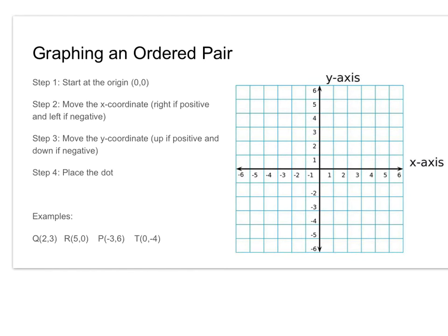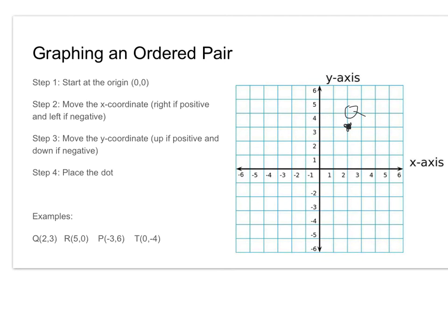If we look at our example, we want to plot or graph Q. It says (2, 3). We always start at our origin. We're going to go over 2 and up 3. Start at our origin, over 2 because it is positive, and up 3 because it's positive, and then place your point. Sorry, I'm not good with this stylus. So that's going to be our Q.